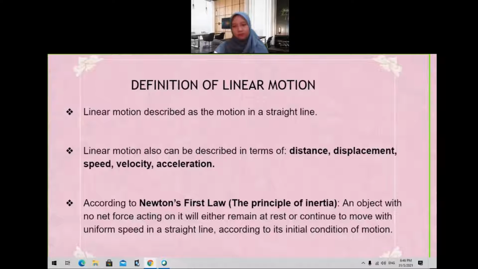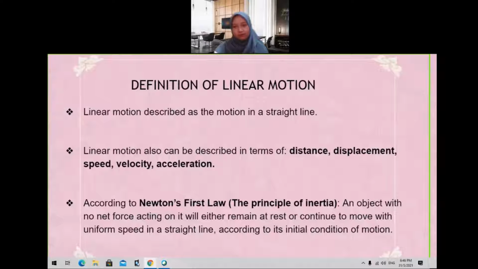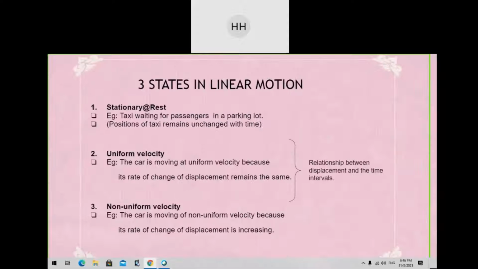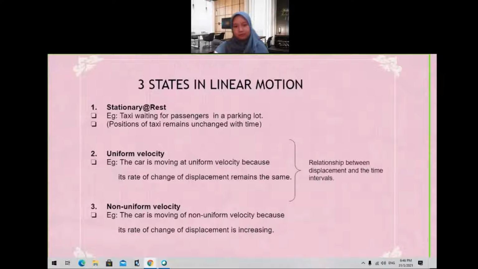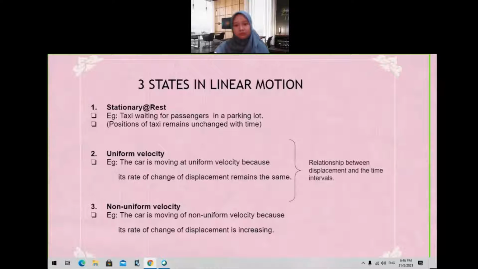So, in this topic, I would like to give examples in linear motion. Three states in linear motion, first is stationary or rest. For example, if you see a taxi waiting for a passenger in a slot, the position of the taxi remains unchanged with time, we say that the taxi is in a stationary or rest condition.